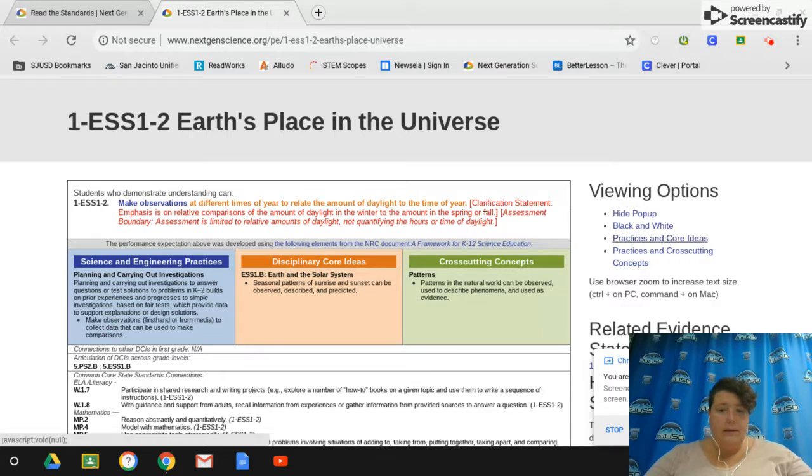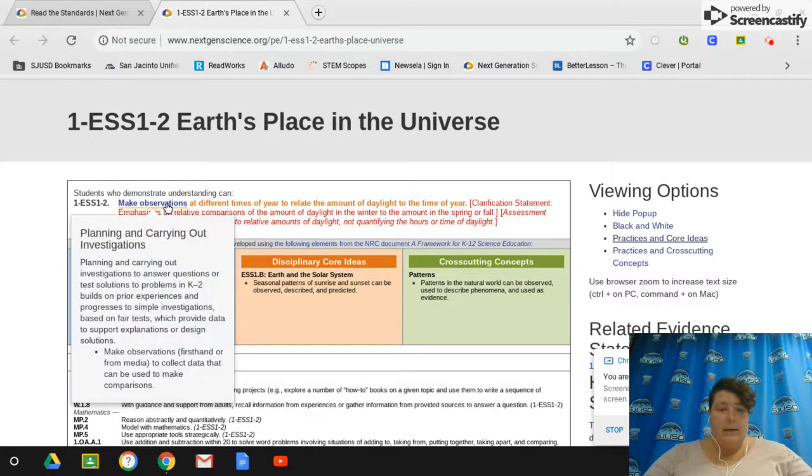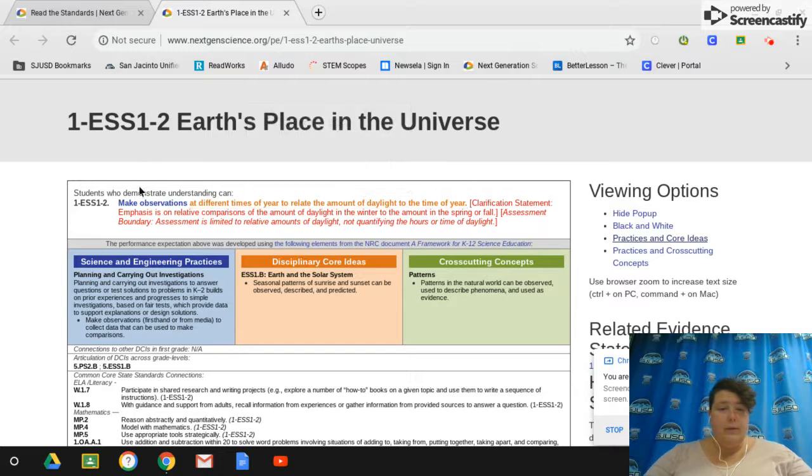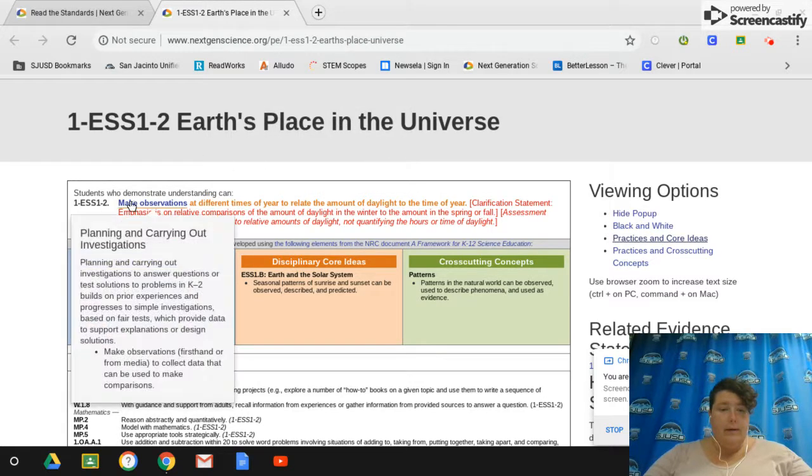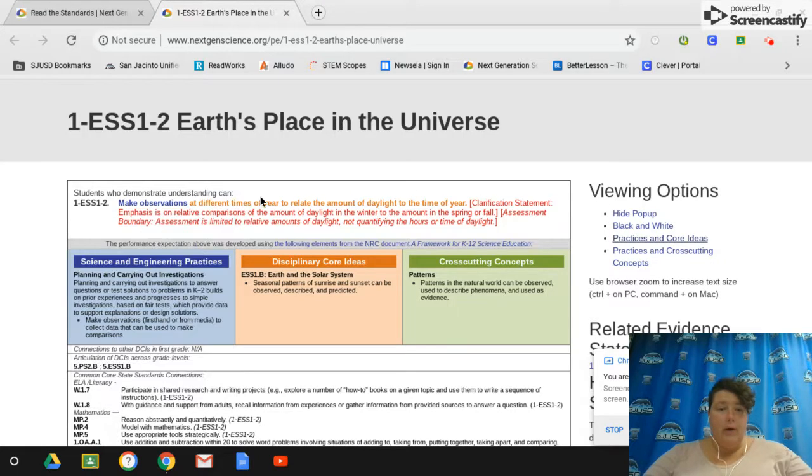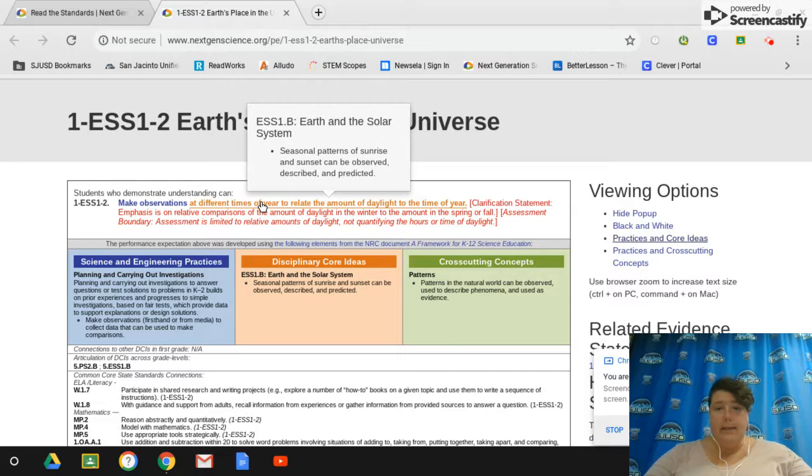If I click on this, see how it changed the colors here. So again, in our performance expectation, it's going to give you your SEP and your DCI. It's already telling us here in blue that we're going to plan and carry out investigations. We are going to have the students do this work. I hover over our orange now, and we get our DCI, or what the students will know.